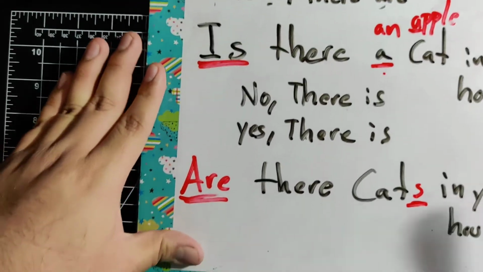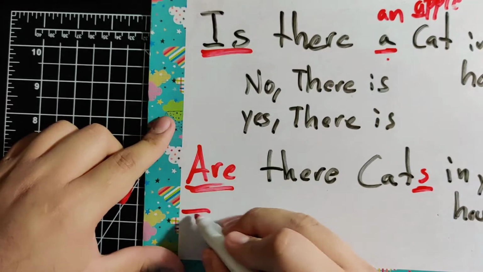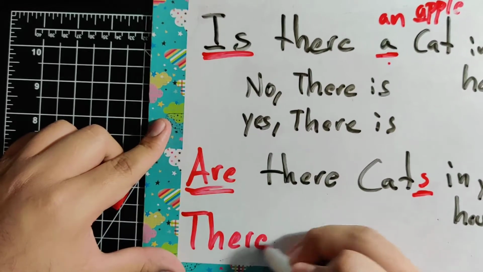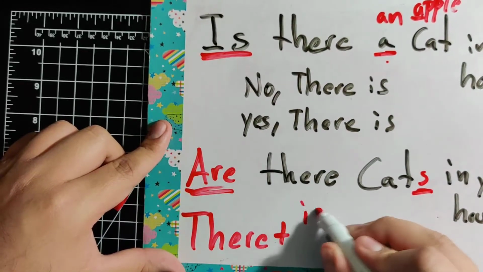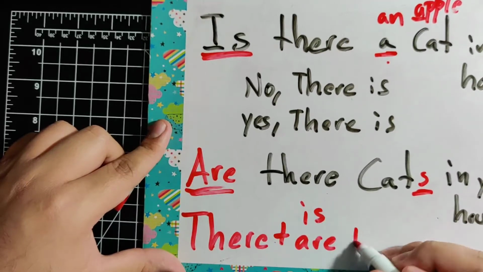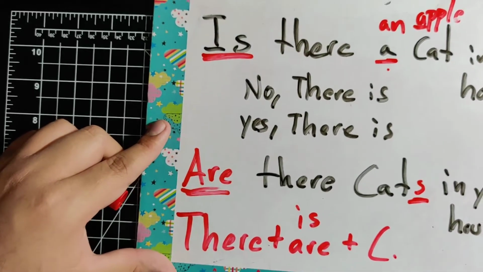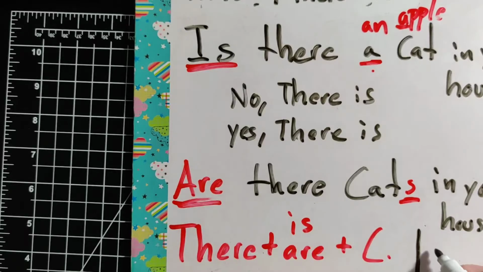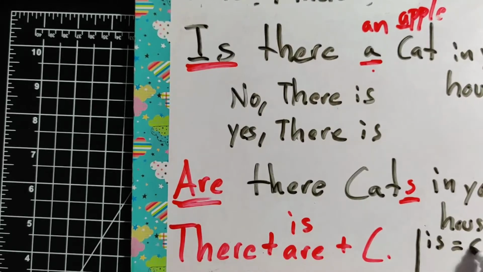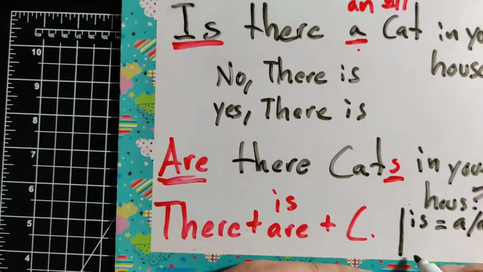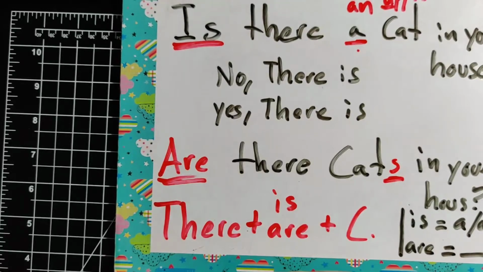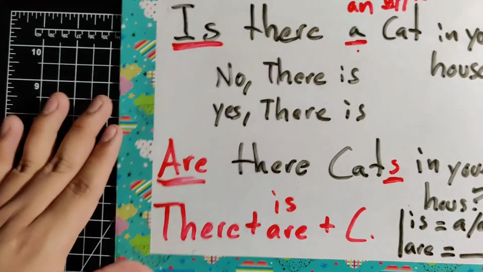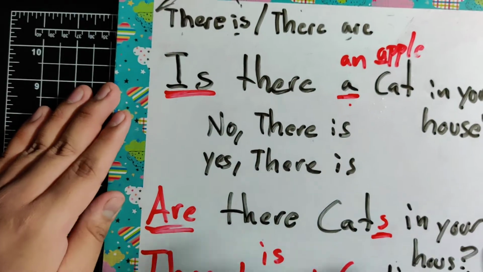So remember, the structure is pretty simple. There plus is, are, plus complement. We're not using any verbs this occasion. But also don't forget, please don't forget, if you're using is, use a or an. And if you're using are, use the s, plural s. Okay? Let's go on to the next lesson.